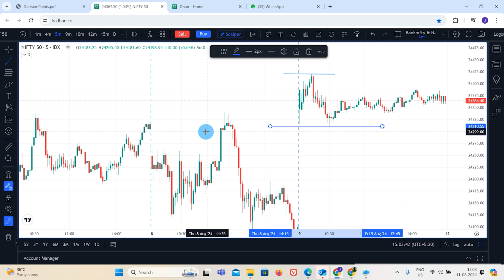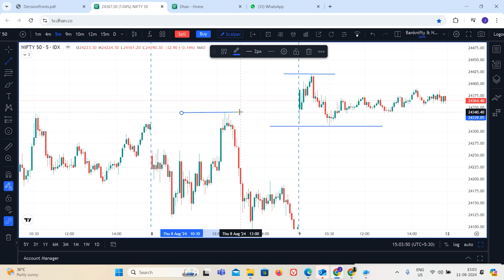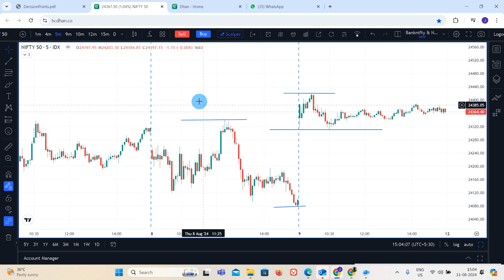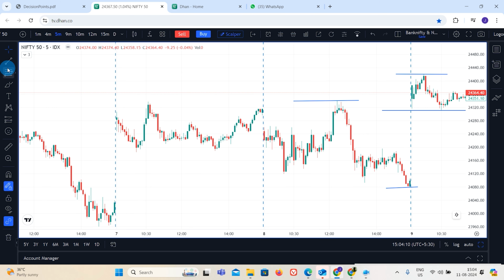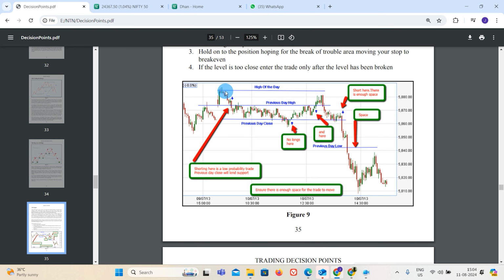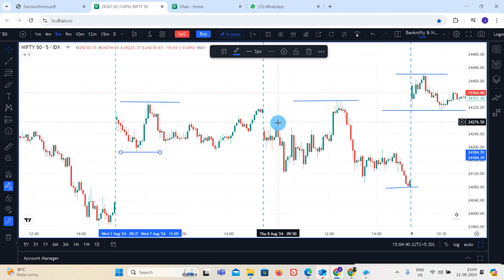In the same way, we mark for the previous to previous day, that is on the 8th, the previous day high. So this will be your previous day low. In the same way we mark for one more day. This is the previous day low. So what they're saying is that these are all the levels which don't change, it's a constant. For an intraday trader, these are the levels which are important for us to take a decision.